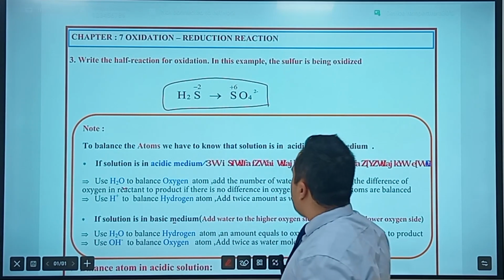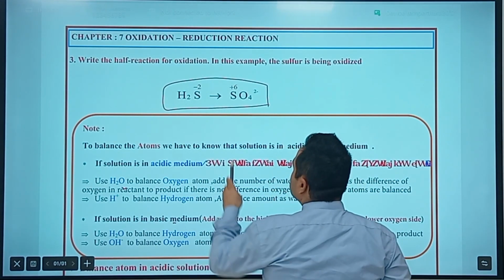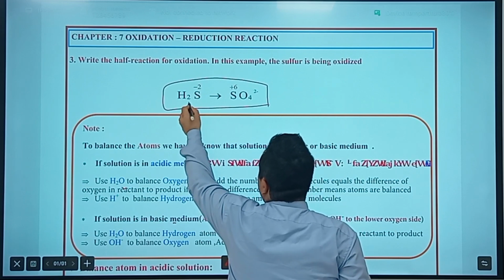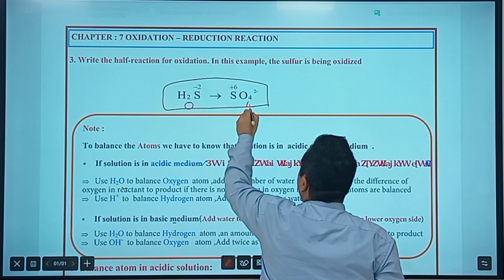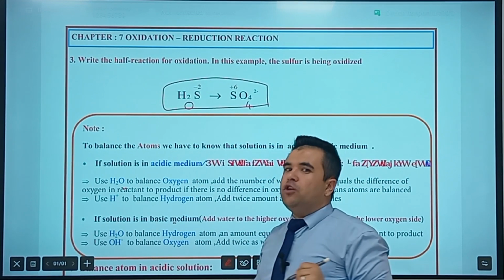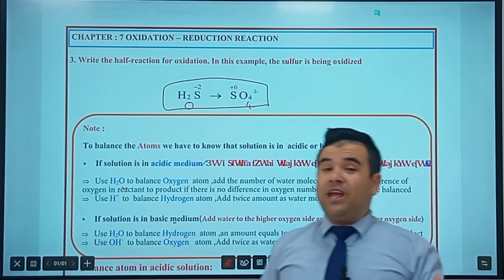Have a look at this half reaction. Do we have oxygen in the reactant? No, so the number of oxygen here is 0. How many oxygen in the product? 4. Is there a difference between the oxygen number from reactant to product?